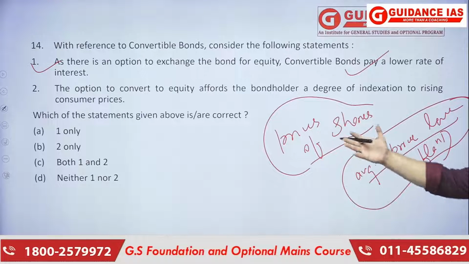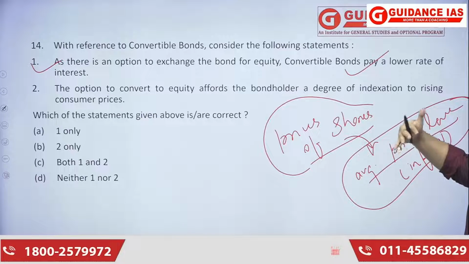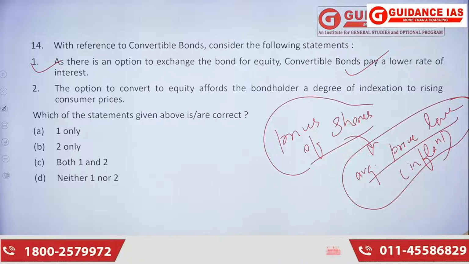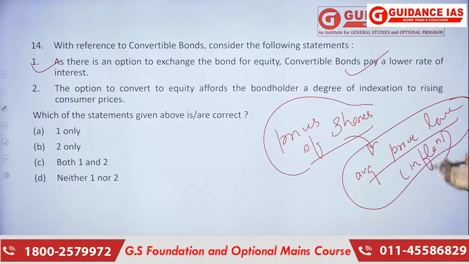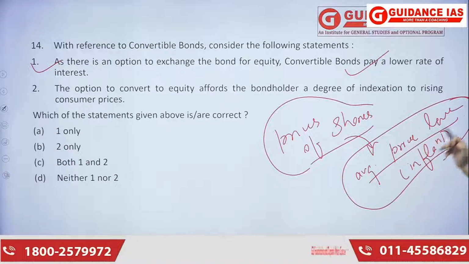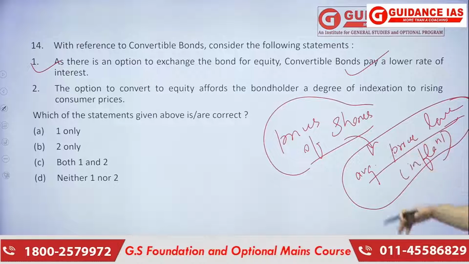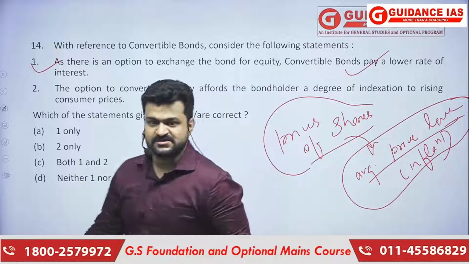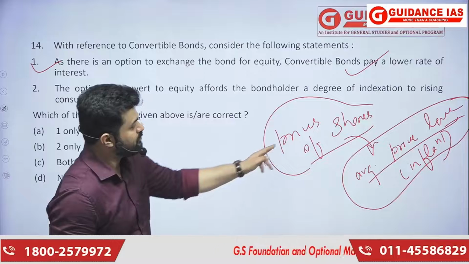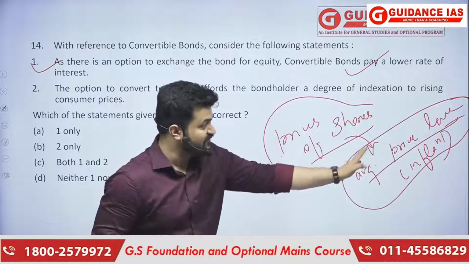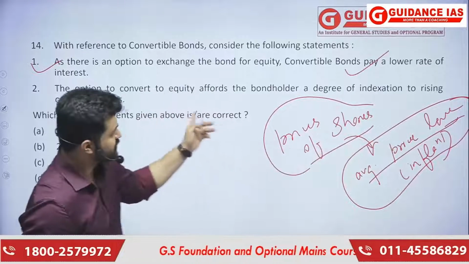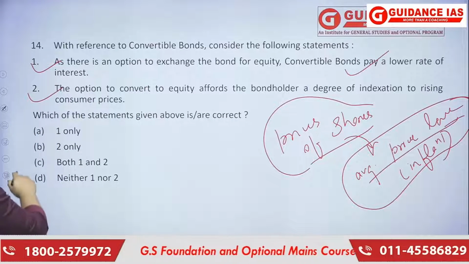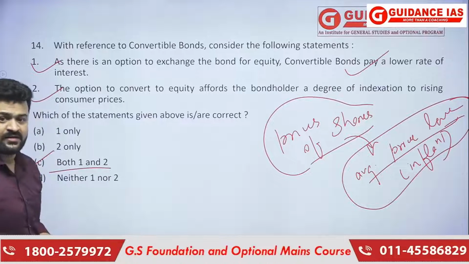Okay, average price level. So prices of shares are correlated with the average price level, that is inflation in the economy. And that is the reason that if you have this freedom to convert it into equity, that is shares, then the prices of shares are connected to the average price level. And that is why there is a degree of indexation to rising consumer prices, because of the correlation of the prices of shares and inflation in the economy. Okay, so this is a link, and that is why this statement is also correct. So both first and second statements are correct here.